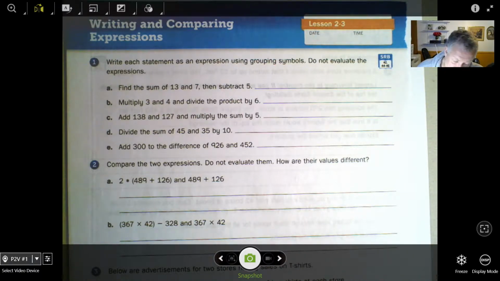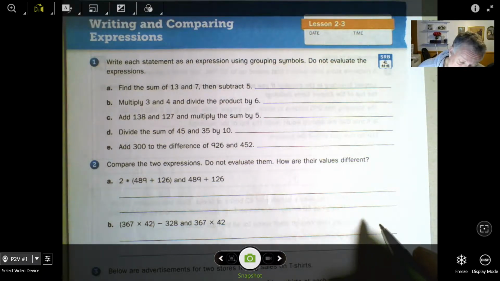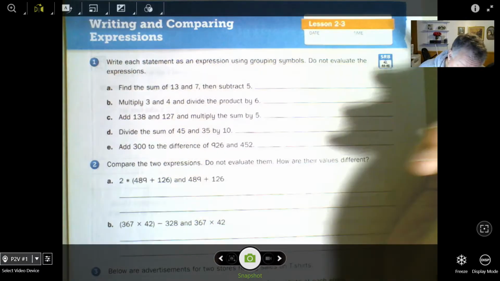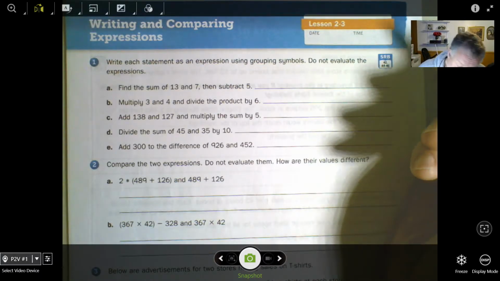Workbook page 46. Number 1. Write each statement as an expression using grouping symbols. Do not evaluate the expressions. In other words, we don't have to solve them. We're just writing the statement as an expression. So grouping symbols being parentheses.